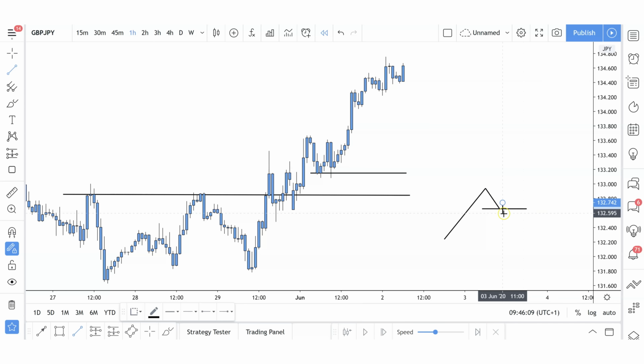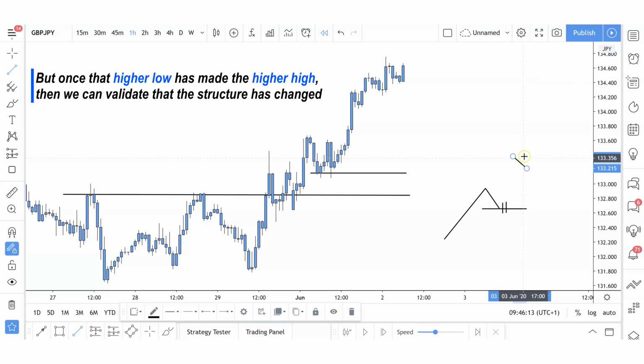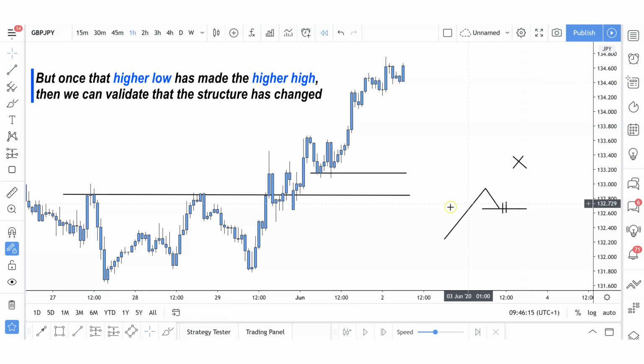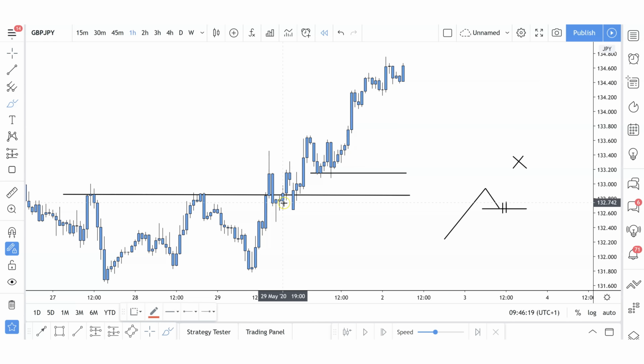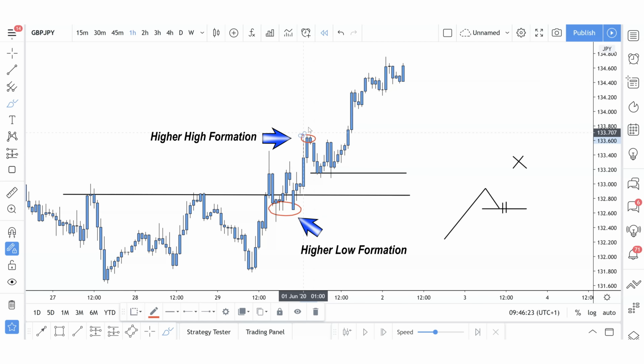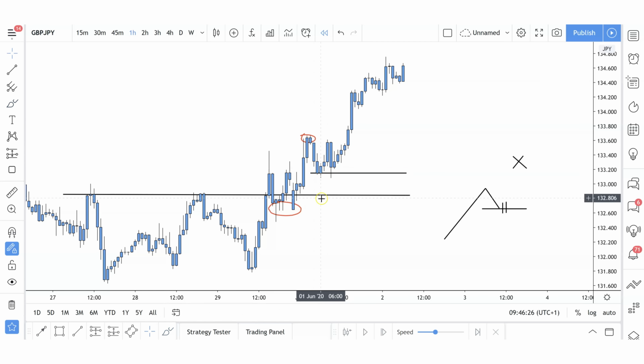Now, again, we don't know that the higher low is going to continue to the upside, creating an uptrend, but once that higher low has made the higher high, then we can validate that the structure has changed. So here you can see on this market structure, we have the higher low formation, and then now we have the new higher high formation. Once we have this structure built, we do not need to worry about the consolidation anymore, because the behavior that was once a consolidation is now a trend to the upside.